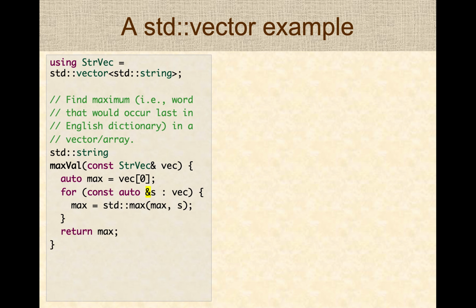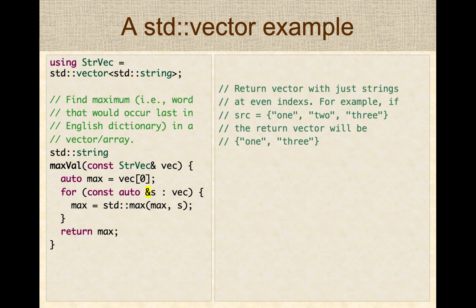Of course, now we are going to iterate over that vector. Notice that again I'm using constant references so that I won't make copies of strings, and I'm using constant because we are not modifying values in the vector. And then I'm using the standard max method to keep track of the maximum value, and then finally returning the maximum value from the method.